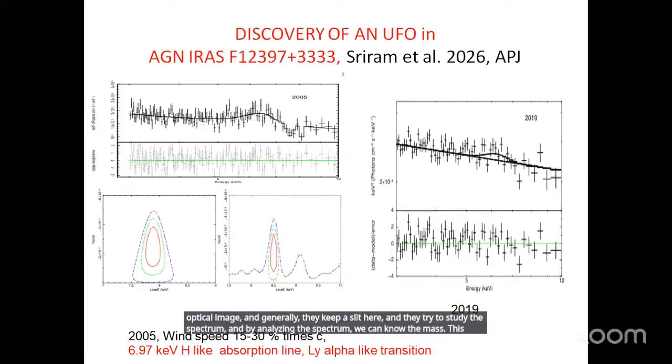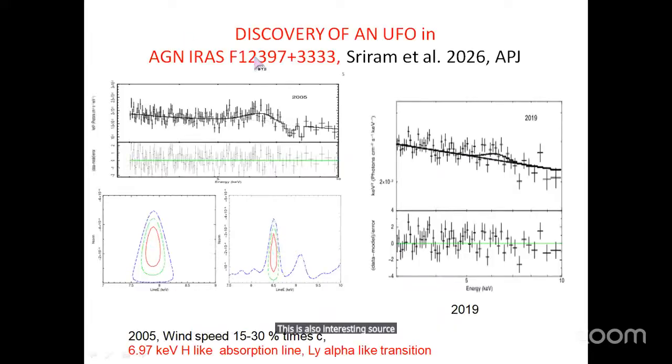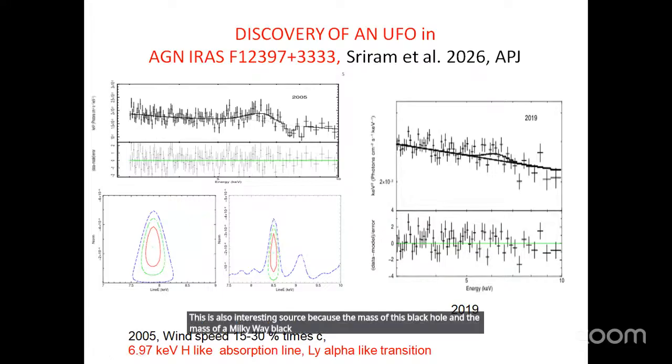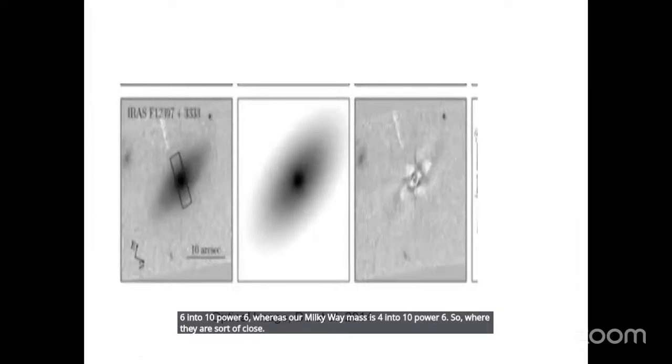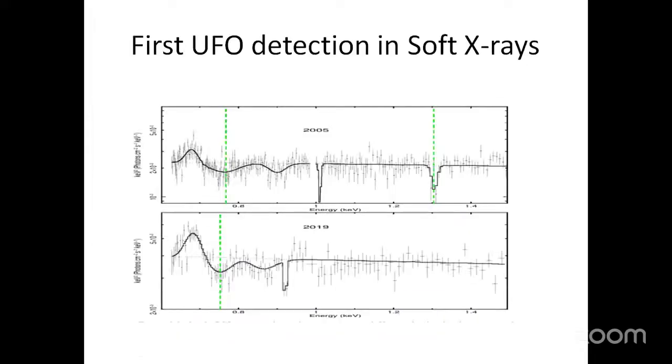This is also an interesting source because the mass of this black hole and the mass of the Milky Way black hole are similar. When we measured the mass of this black hole, it is of the order of 6 × 10^6, whereas our Milky Way's is 4 × 10^6. So they are sort of close. Of course, we also detected these blueshifted lines in soft X-rays.